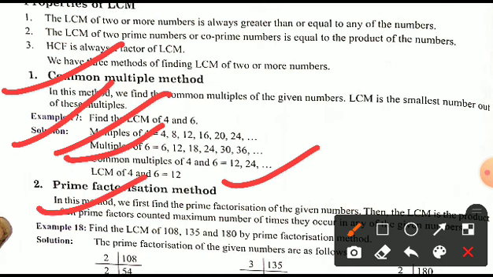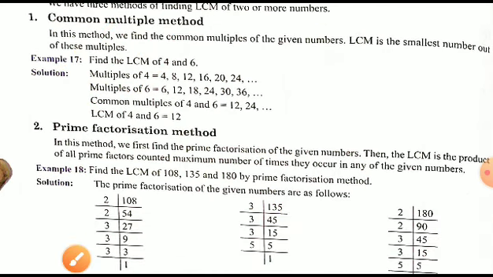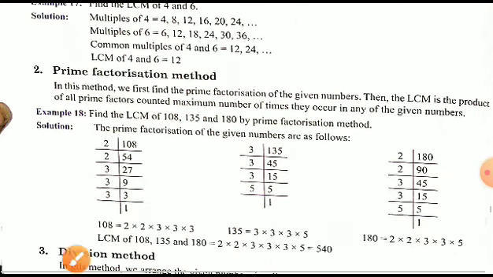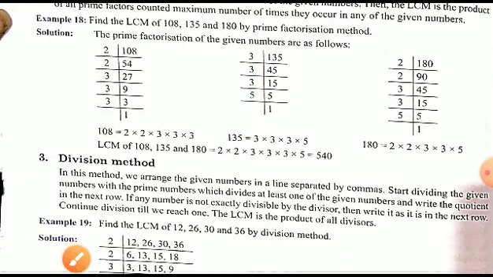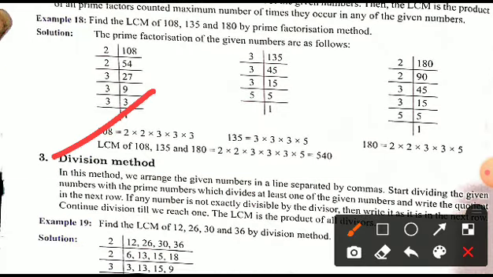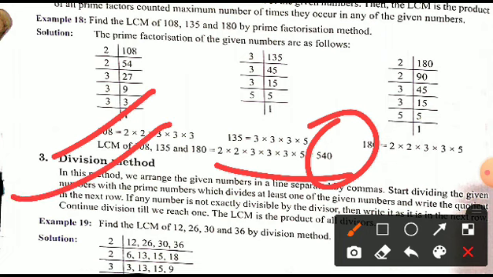Now the prime factorization method. We can also find the LCM with the help of the prime factorization method. See, the LCM of 108, 135 and 180 by the prime factorization method: the prime factorizations of 108, 135 and 180 are given as follows. So see, here first of all we have to find the common terms, and after that the rest of the terms we have to write here. So we see that the LCM of these three numbers is 540.